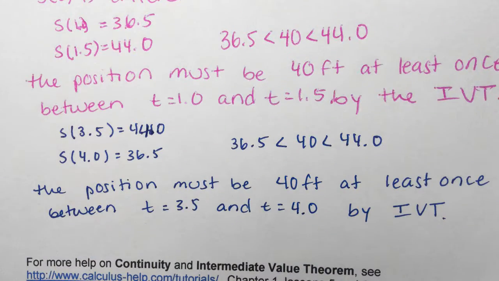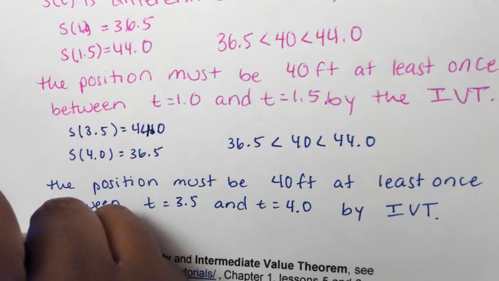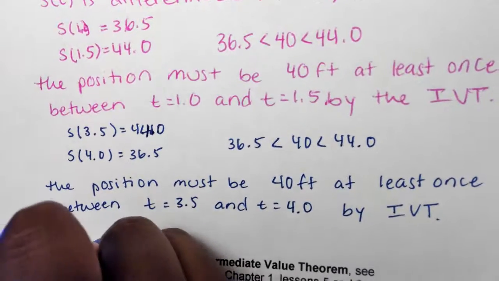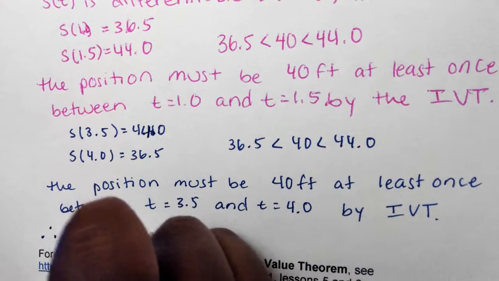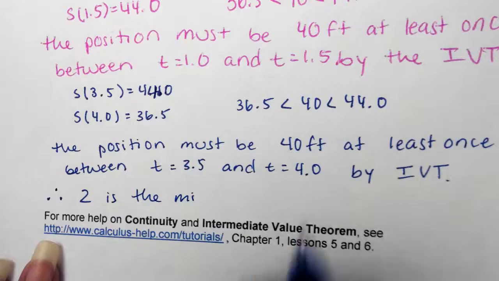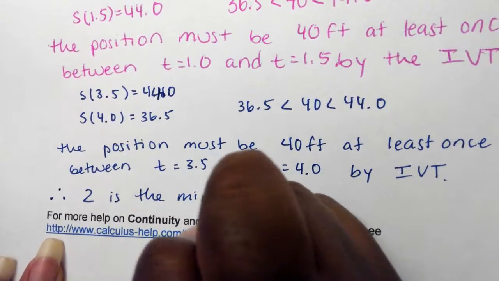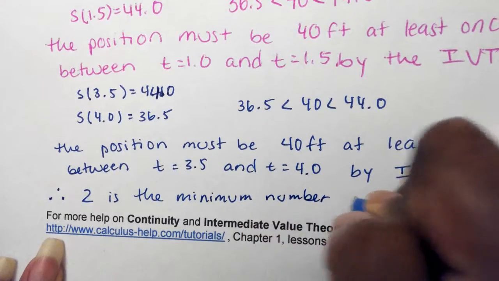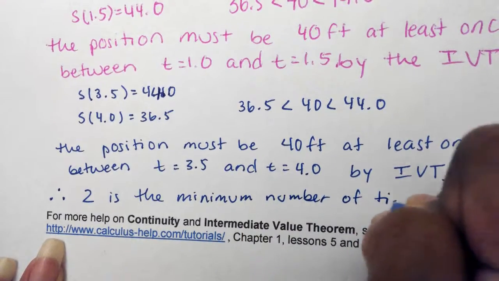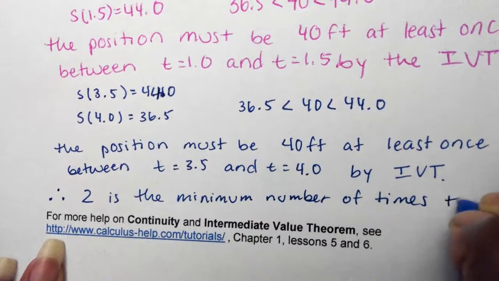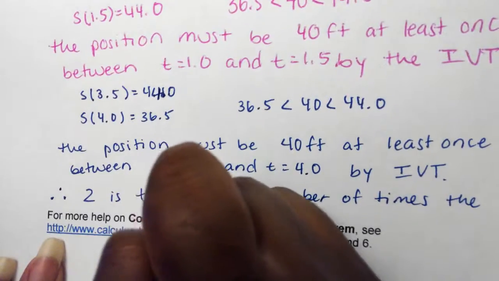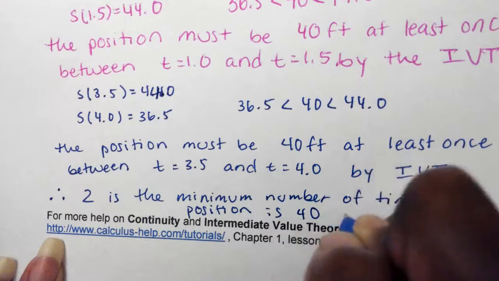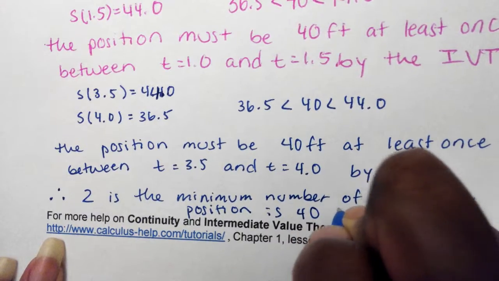So given these two statements, we can conclude, therefore, 2 is the minimum number of times the position is 40 feet.